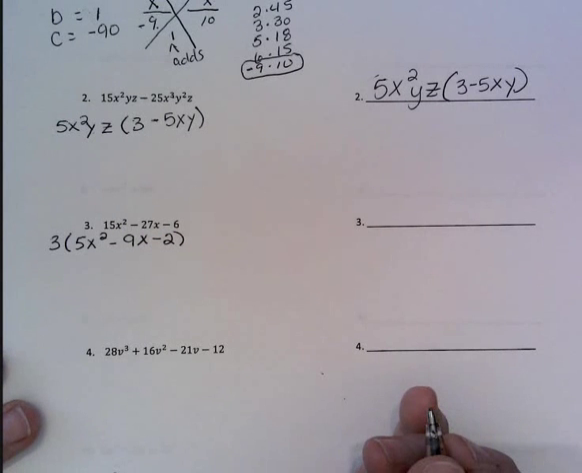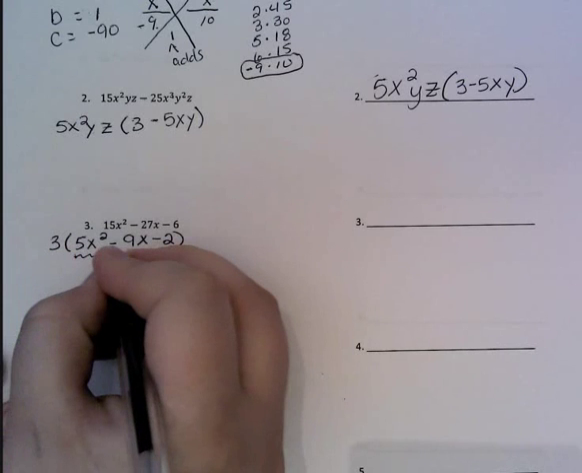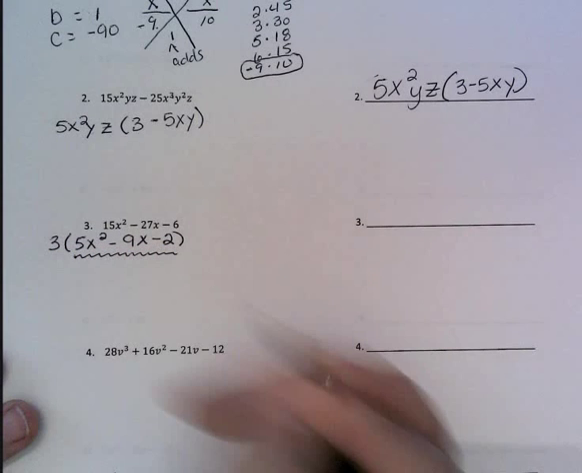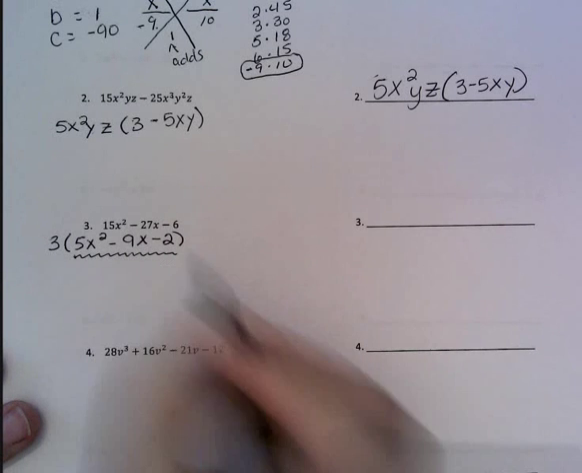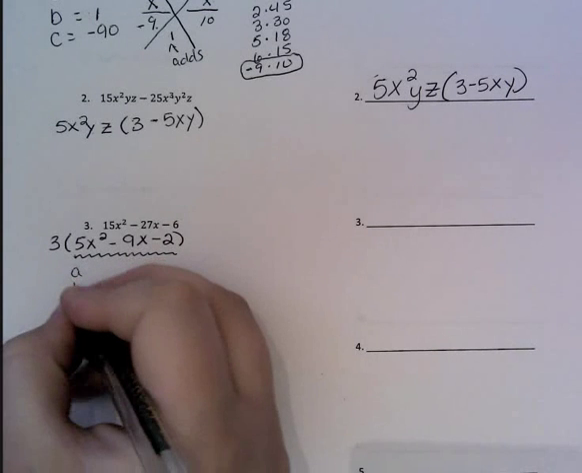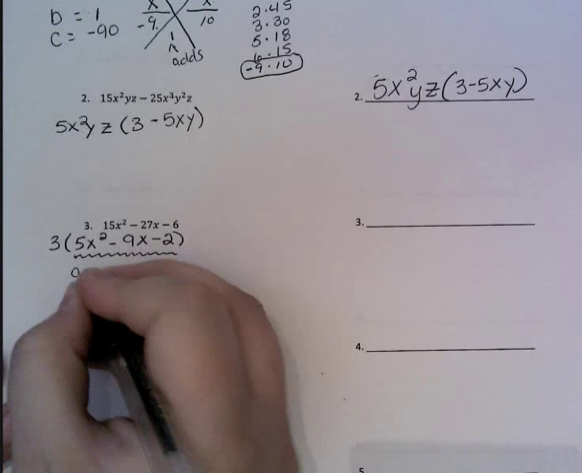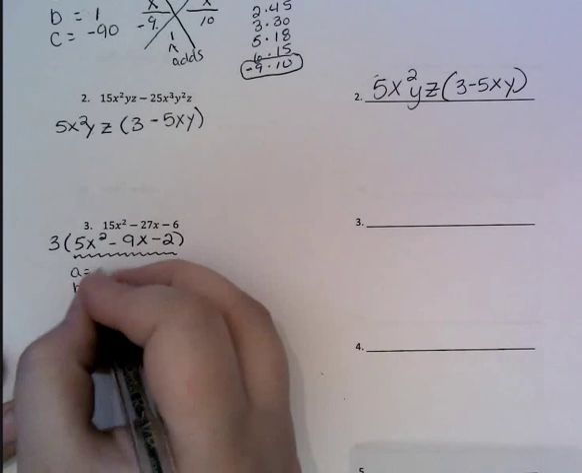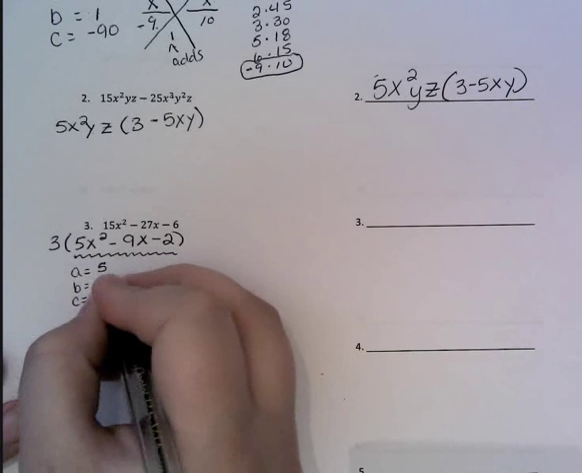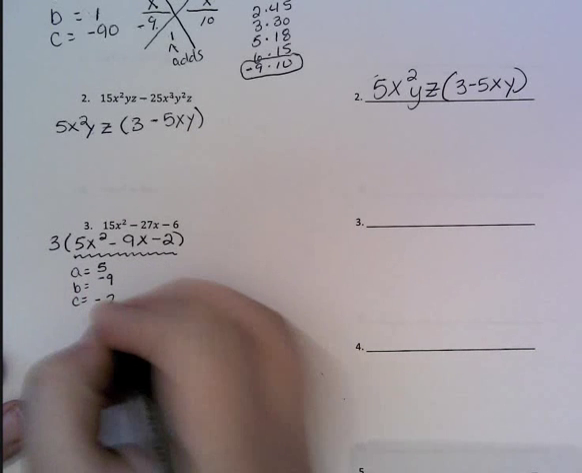So now I'll have to look inside of my set of parentheses, and I have 3 terms, so that means I'm going to use the AC method. So you do the AC method of what is inside those parentheses. A is 5, B is -9, C is -2.